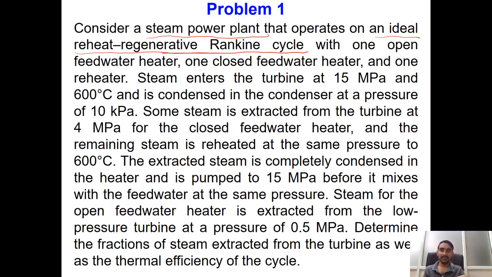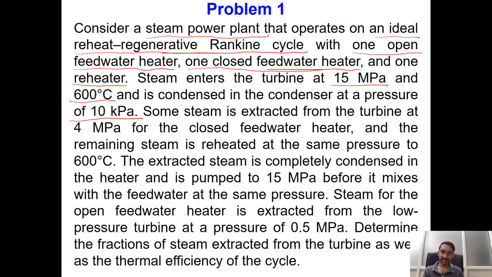When regeneration is performed, we have one open feed water heater and one closed feed water heater. It means that in this cycle we have two different stages of regeneration: in one stage an open feed water heater, and in another stage a closed feed water heater, and one reheater. Steam enters the turbine at a pressure of 15 megapascal and 600 degrees Celsius, and the pressure inside the condenser is 10 kilopascals.